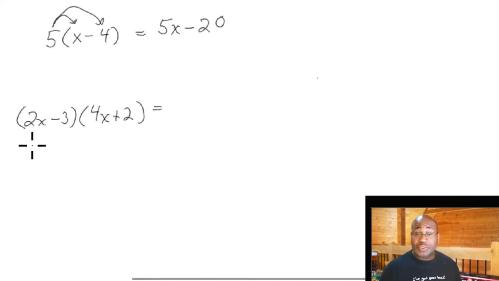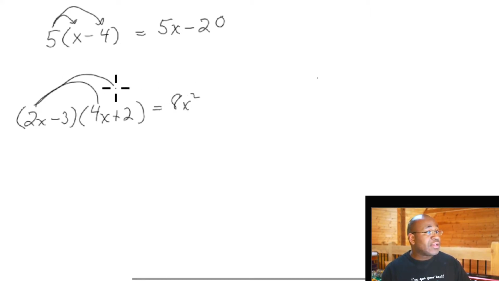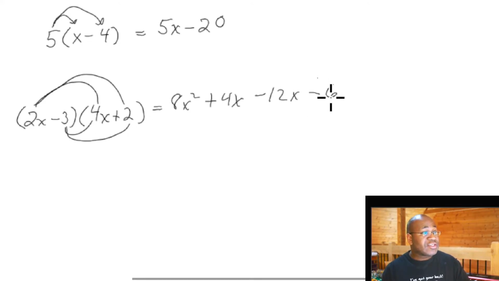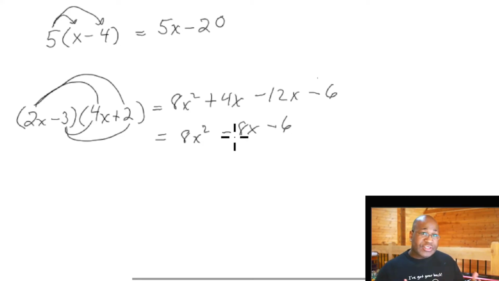And then, of course, when multiplying binomials, there was what was known as the FOIL method: first, outer, inner, last. So in this example, 2x times 4x would give us 8x squared. 2x times 2 is 4x. Then we go inside, negative 3 times 4x, which is negative 12x. And then negative 3 times 2, which is minus 6. Combine the two middle terms to get 8x squared minus 8x minus 6. So this you've learned earlier.